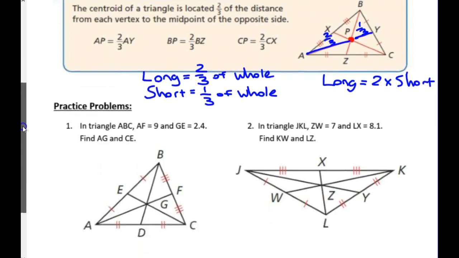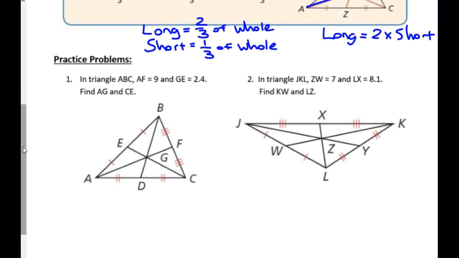All right, let's do some examples down here. On number 1, it gives us some information. First off, it says segment AF equals 9. I like to label AF equals 9 with a big old bracket. AF, the whole thing, is 9. The whole segment. Everyone's writing this down, not texting or looking at other stuff. So again, AF, the whole thing, is 9.